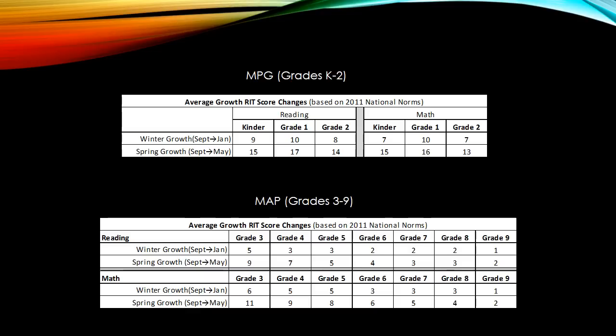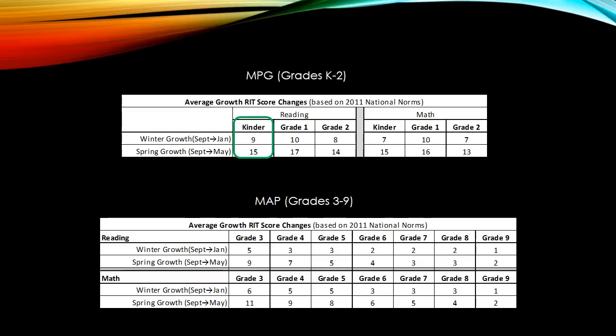Let's look at the kindergarten reading. Normal growth for a kindergarten student from September to January is 9 points. Normal growth from September to May is 15 points. This means that a normal kindergarten student would be expected to grow 9 points from BOY to MOY, and then grow an additional 6 points from MOY to EOY to achieve the total expected growth of 15 points.